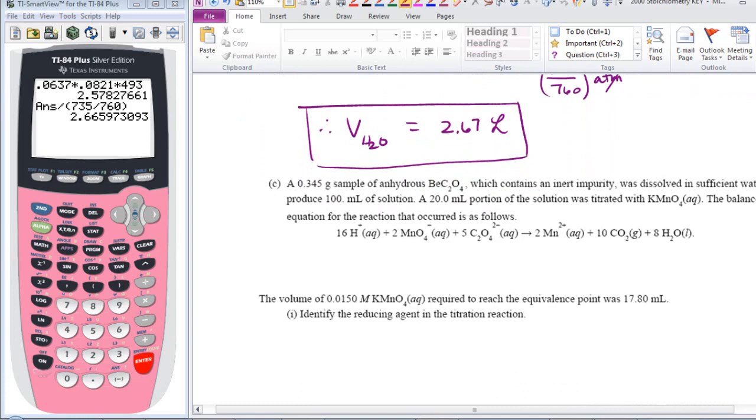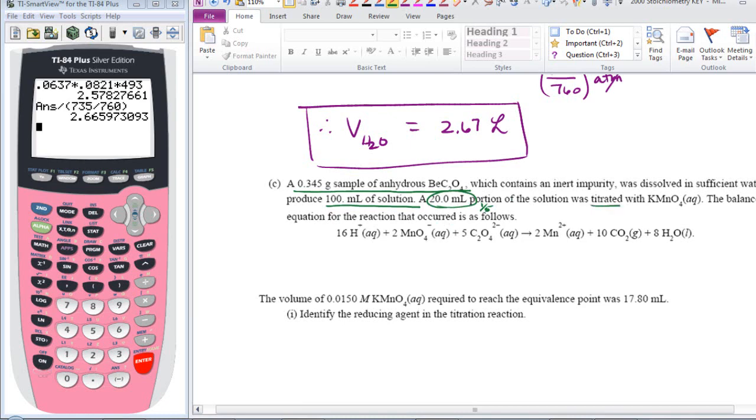Let's see what else they're going to torture me with. Oh, a whole new scenario. Okay, so this scenario is starting out with a new reaction. So I'm going to change my pen color for you and say, all right, let's figure this out. We've got a 0.345 gram sample of anhydrous beryllium oxalate, which contains an inert impurity, and it was dissolved in sufficient water to produce 100 milliliters of a solution, and then a 20 milliliter portion. Okay, think about that for just a second. That's going to be 1/5 of the total, right? Right. And that was titrated.